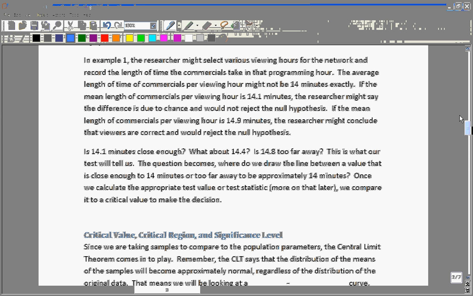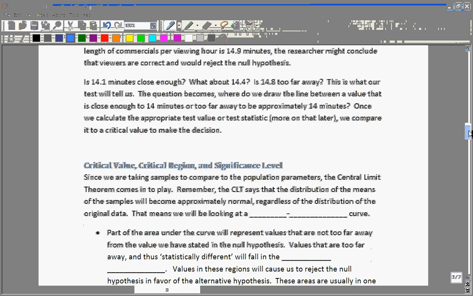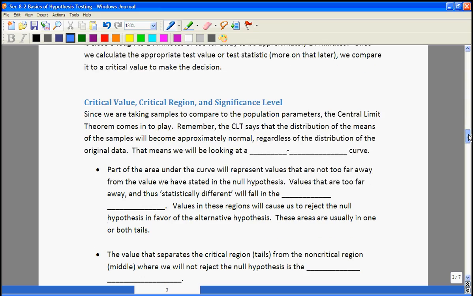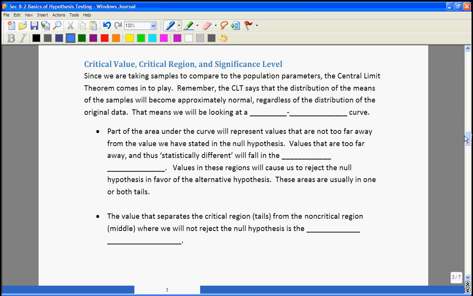Once we calculate the appropriate test value or test statistic, which we'll talk about later with specific testing methods, we compare that to a critical value to make the decision. So what we're asking is whether the value is too far away to be considered around the same value that we're talking about. So that brings us to critical values, critical regions, and significance level.